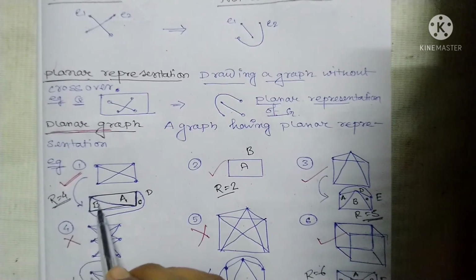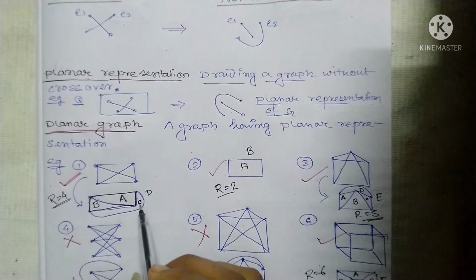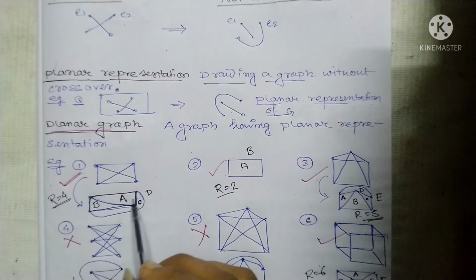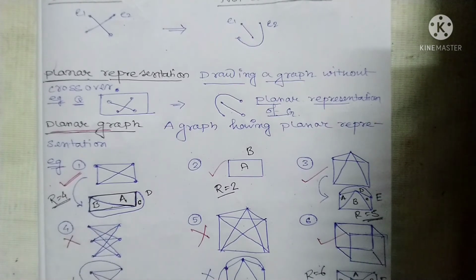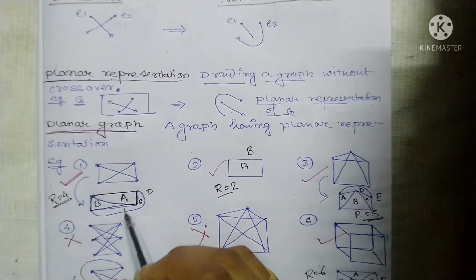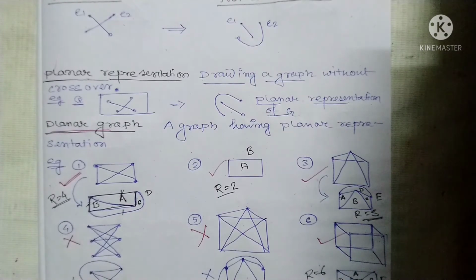What is the degree of region B? This also has 3 edges, 1 2 3. So the degree of region B is 3. And the degree of region C, let us suppose, how many edges does it have in the boundary? That is 1 2 3. So the degree of region C is 3. Now what is the degree of region D? This is 1, this is 2, this is 3. So we can say all the regions have the same degree in this case.